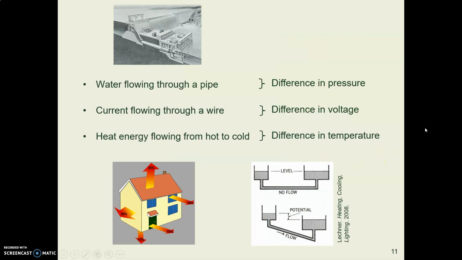And here we are again with this idea of difference. In a plumbing system, water flows through a pipe because of a difference in pressure. In an electrical system, current flows through a wire because of a difference in voltage. And in a heating system, heat flows from hot to cold because of a difference in temperature. And by the way, there is a question that asks about this in our assignment sheet. It says, a difference in pressure makes fluid flow. What makes heat flow? And the answer is, it's a difference in temperature.